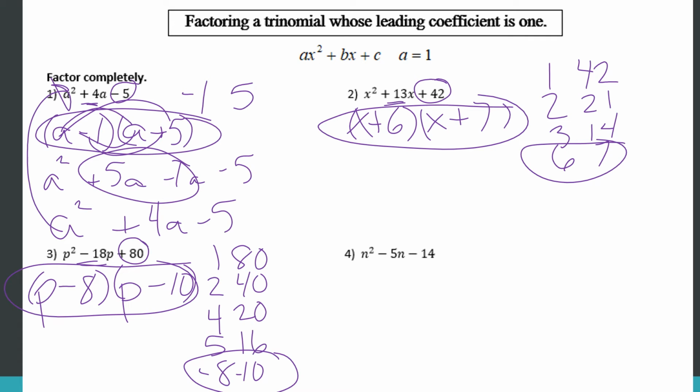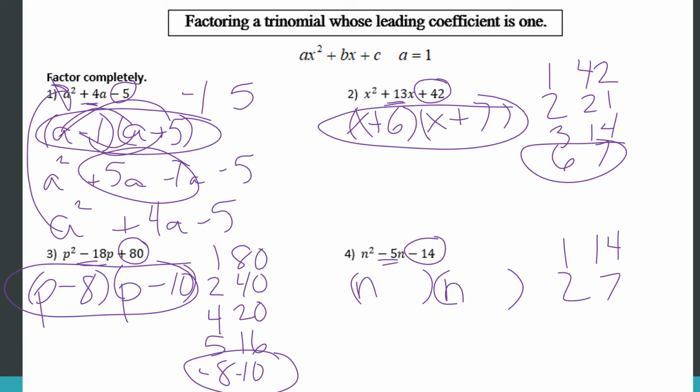Okay, moving on to number 4 here. Set up my 2 sets of parentheses. Again, in the front, I'm going to need n times n to give me that n squared. And now I want to look at the factors of 14 that help me get that 5. So 1 and 14 and 2 and 7. Okay, so 1 and 14 adds to give 15, subtracts to give 13. 2 and 7, if I subtract them, I do get 5.